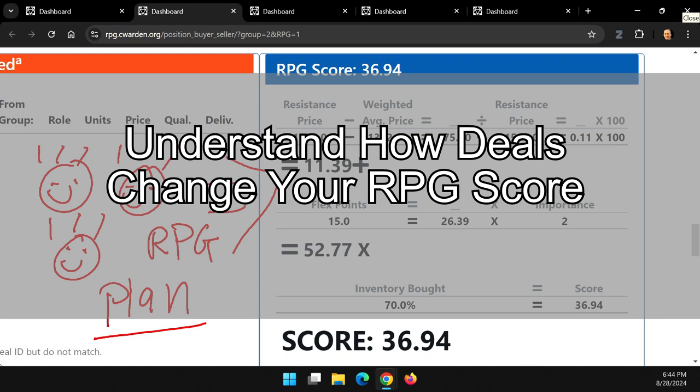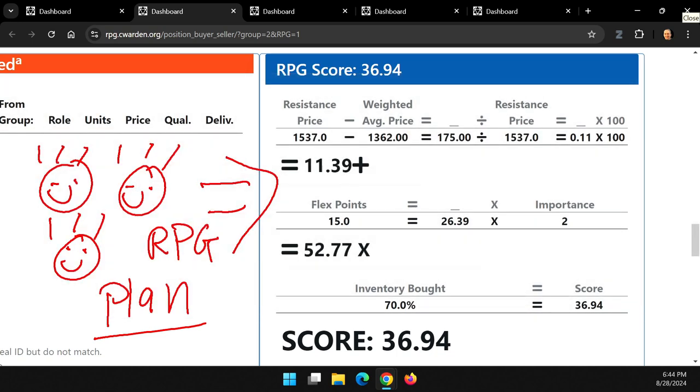And then in the end, don't forget, we have many rounds of the RPG, not just once. So sometimes you may make your importance high. Sometimes you may choose to make your importance low. Sometimes you may emphasize flex points, and sometimes you may emphasize price. Sometimes you may emphasize relationship building. It's all up to you.